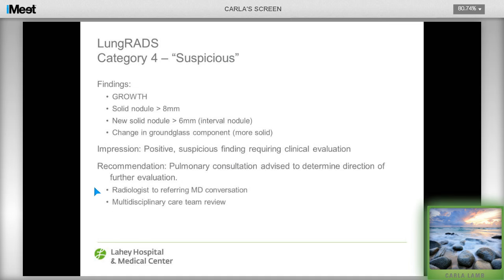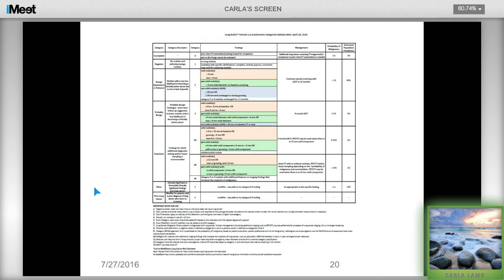Just to highlight Category 4 more specifically: a solid nodule greater than 8 millimeters, a new solid nodule greater than 6 millimeters, with an interval change in the nodule or a pattern of growth of 2 millimeters or more, or if the ground glass component has now evolved into something more solid, more than 50% solid. And again, these are things that are hard to commit to memory. This is where you can have a reference, again, to the ACR for the Lung-RADS criteria in much more detail.